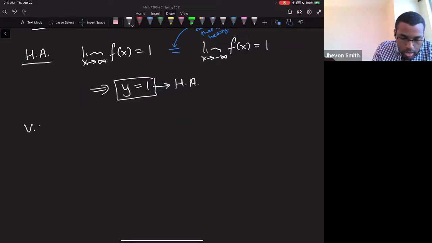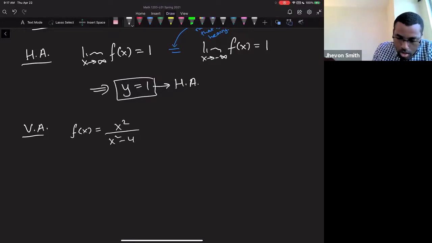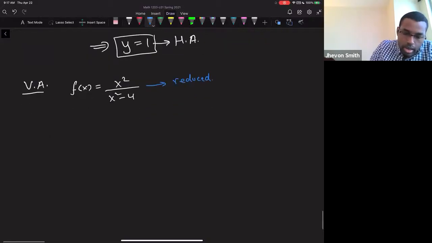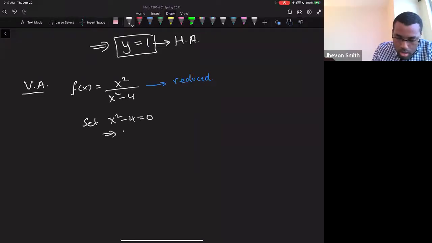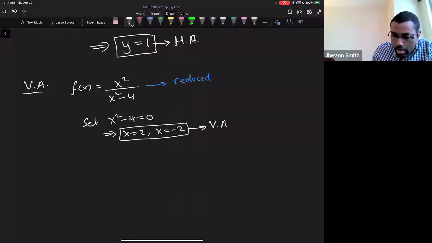Now we move on to the vertical asymptote. For the vertical asymptote, remember you put f in reduced form. And this is already reduced. You can't really factor or cancel anything. And then you just set the denominator equals 0. Those guys are your vertical asymptotes.